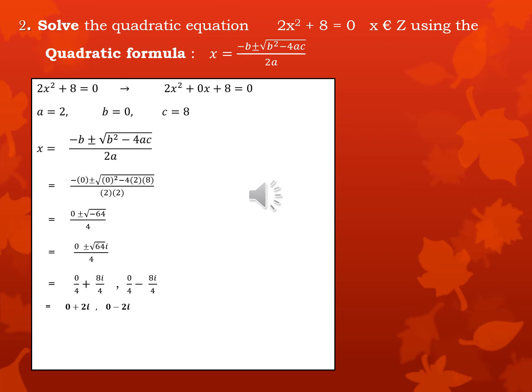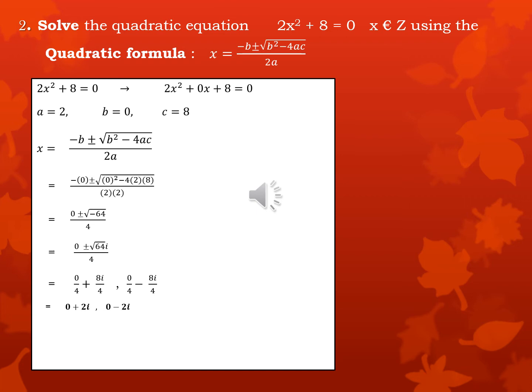Question number 2. Solve the quadratic equation 2x squared plus 8 is equal to 0 using the quadratic formula. To answer this question, we have to make sure that the equation is in the form ax squared plus bx plus c is equal to 0. So we need to rewrite 2x squared plus 8 in the general form. So 2x squared plus 8 is equal to 0 is the same as 2x squared plus 0x plus 8 is equal to 0.